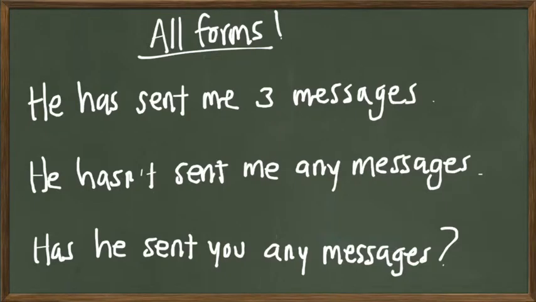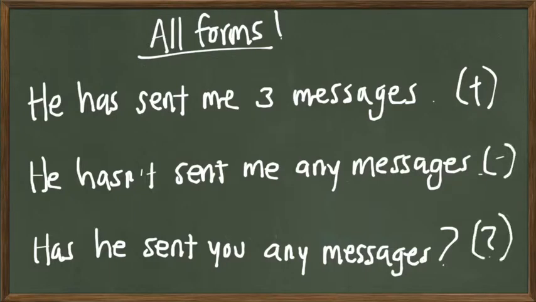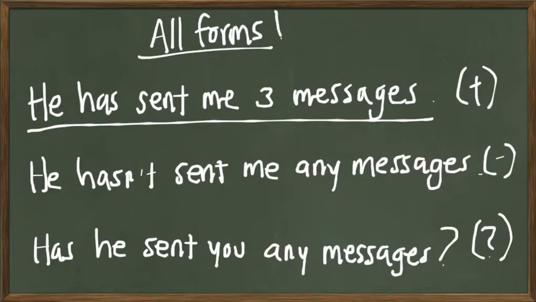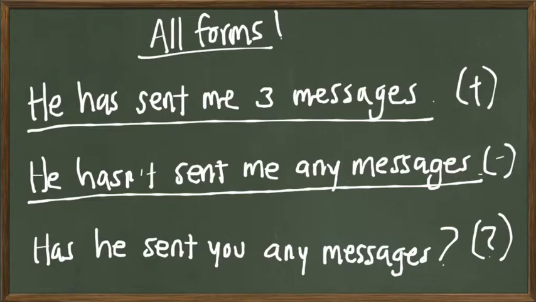Alright, let's look at another form. Well, not really another form. Let's look at another example. It's the same idea, but in all its 3 forms. Affirmative, negative, and question. Number 1. He has sent me 3 messages. Negative. He hasn't sent me any messages.